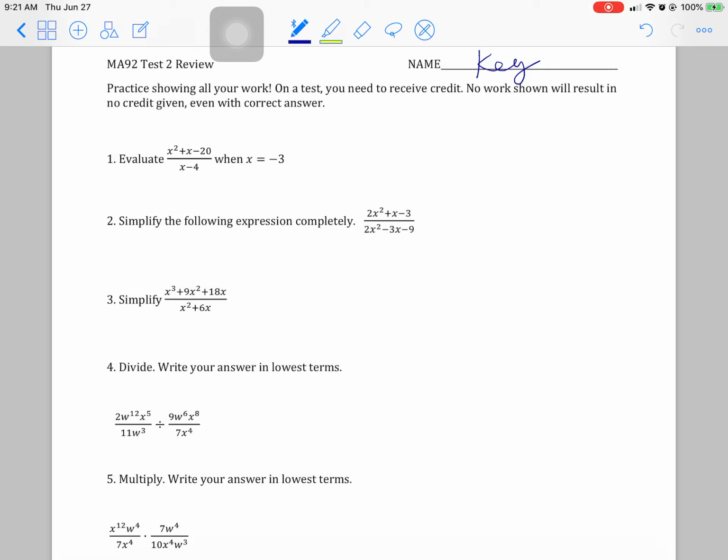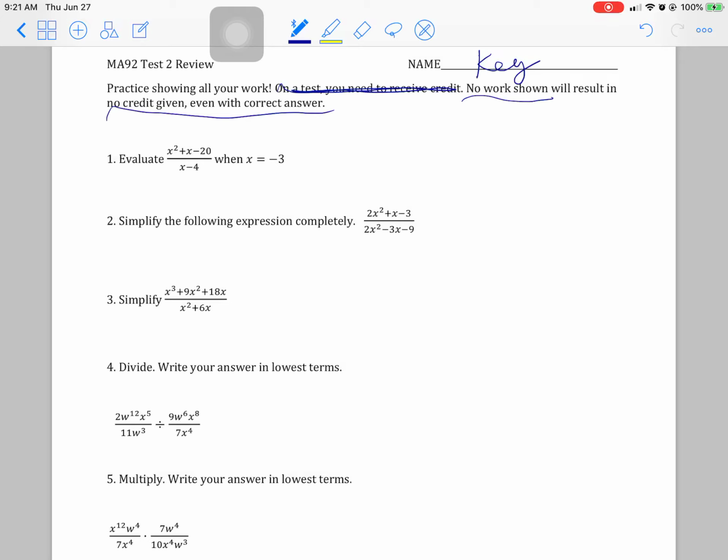All right, let's review for test 2. On a test, you're going to have to show your work, because if you don't show how you got your answer, no credit will be given for your answer. Showing your thinking is the most important part, like you're teaching someone else. Explain to me how you got the answer, okay?